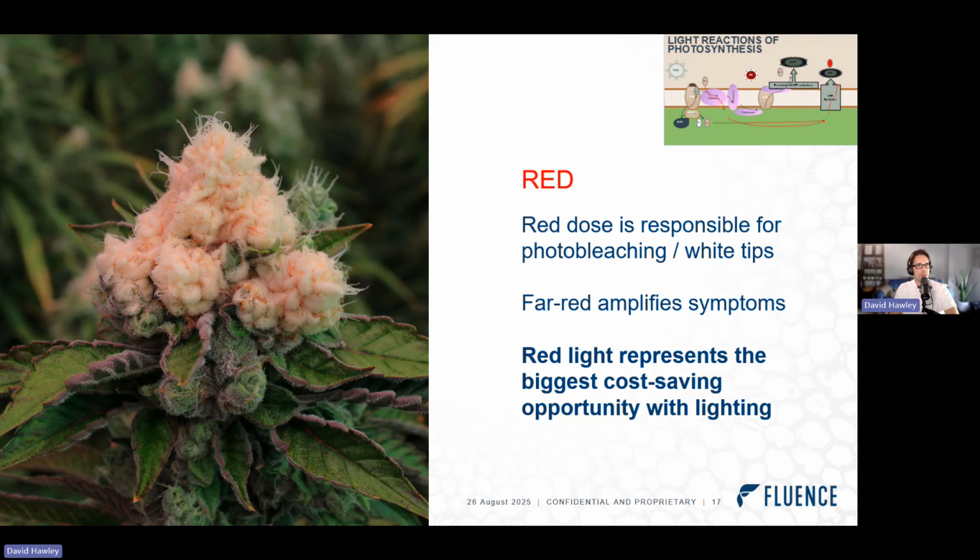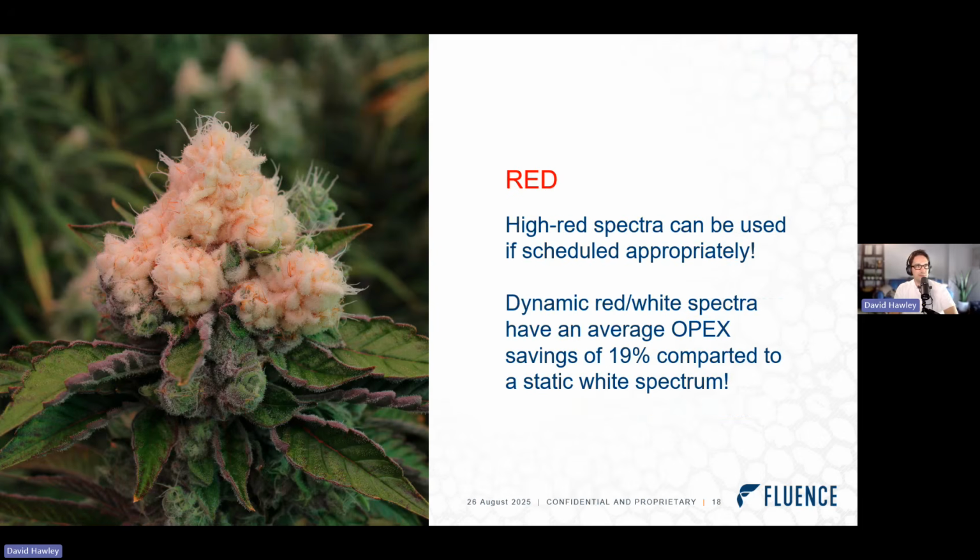But we have found a solution at this point that if you apply red at the right time and you don't apply it at the wrong time, you can significantly save a lot of money without inducing photo bleaching. And what we're seeing is that on average, it translates to about a 19% savings in OPEX.